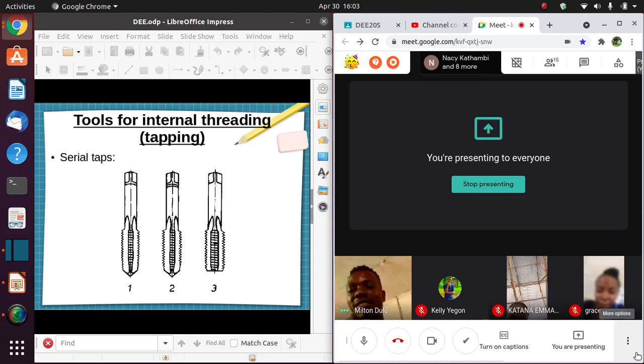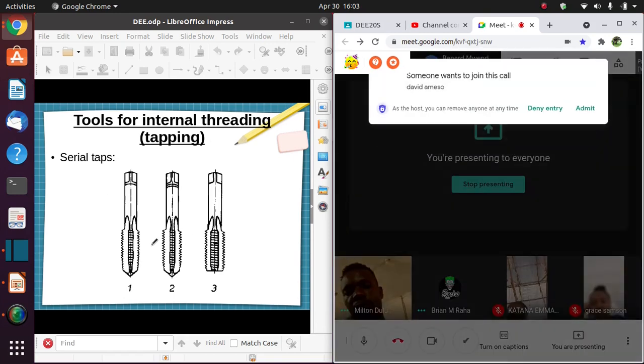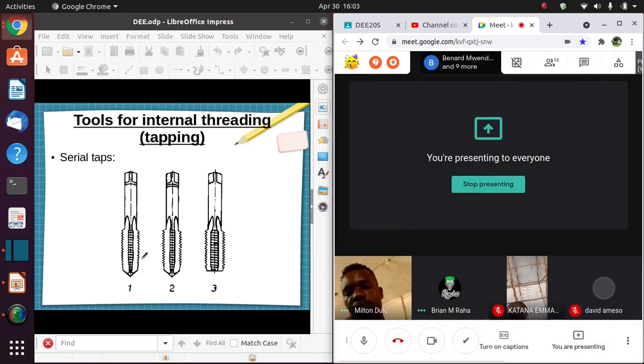Yeah. Now in these internal threads, the first thing you must do is drill a hole. You have to drill a hole so that you create a passageway for these, which are known as taps. What you are cutting the threads with are tools called taps. So you have to drill first using a drilling machine and a drill bit so that you can provide a hole, a passage for the taps to enter.